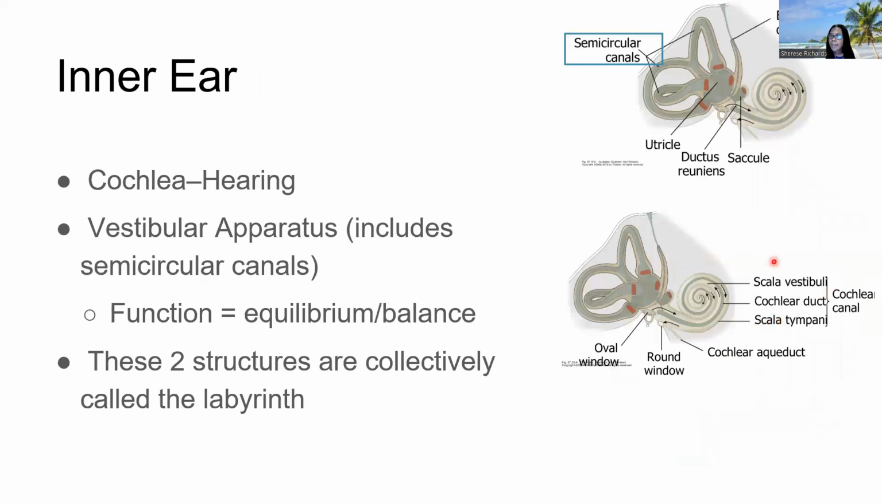So just to recap that here, the vestibular portion being the top portion, that's going to have the semicircular canals. This is controlling our equilibrium, our balance, our proprioception. And then the bottom portion being the cochlea, that's going to control hearing.